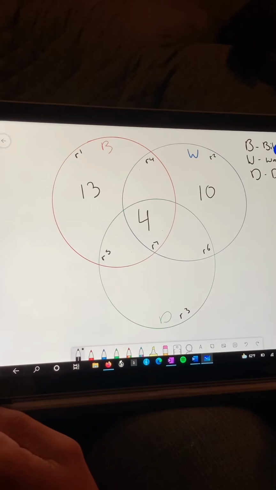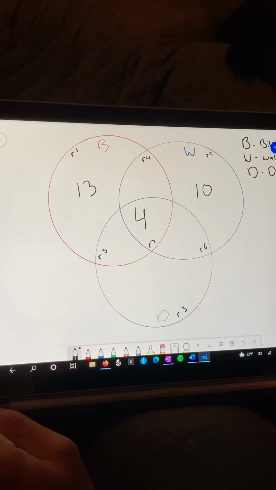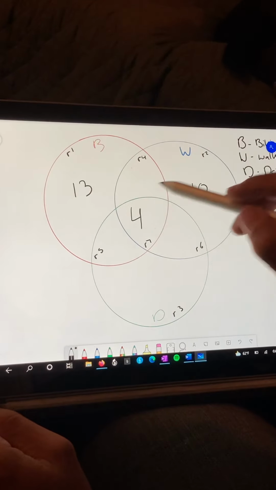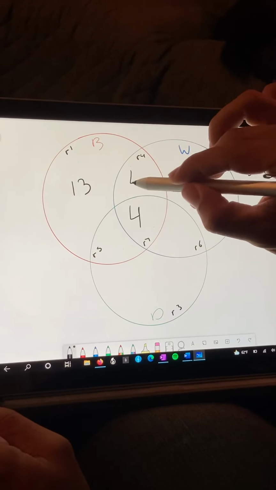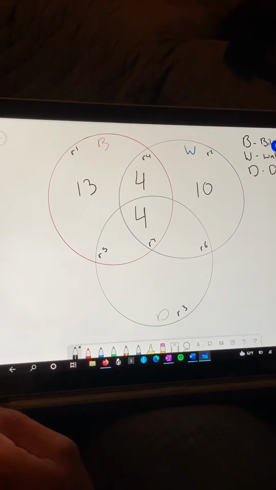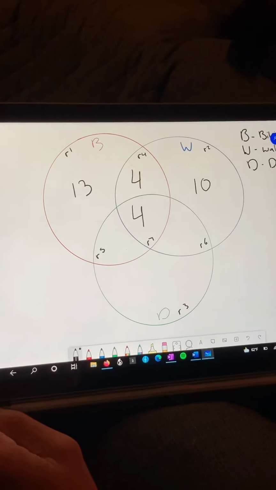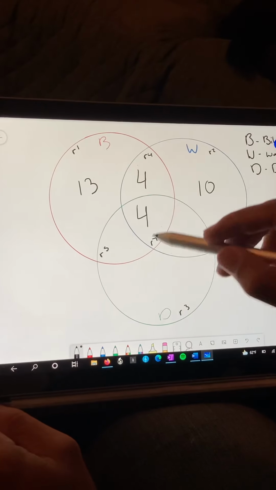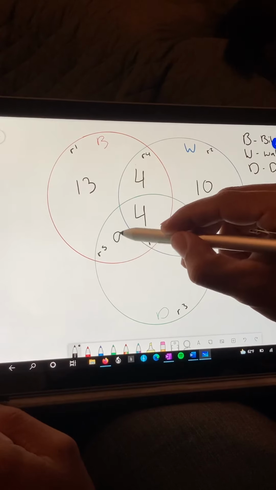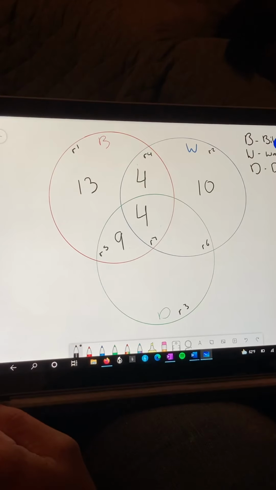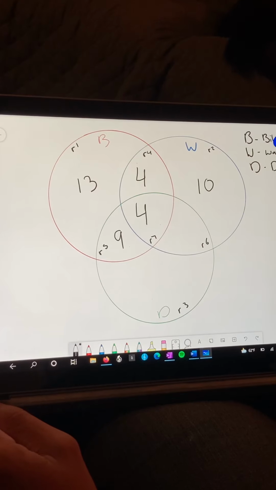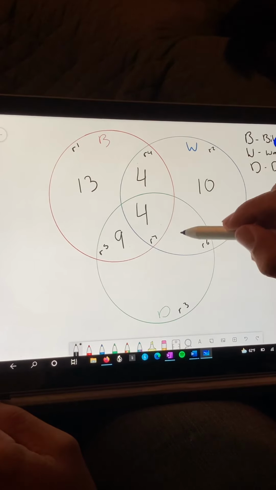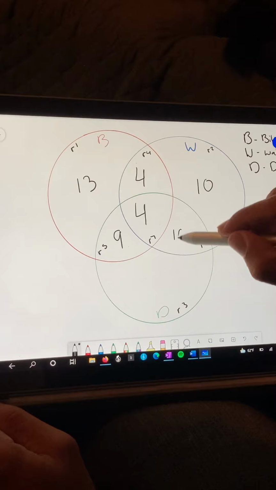Then we have 4 students who bike and walk. So we have to find an intersection here for biking and walking. That will fill up region 4. Now, 9 drive and bike to school. So that will fill up region 5 very nicely. And 10 students drive and walk to school. So we will fill that out in region 6.